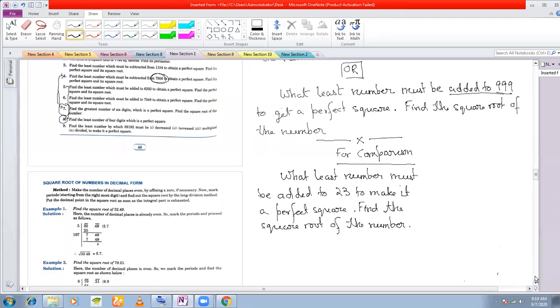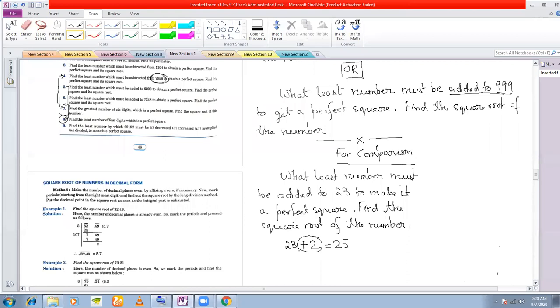Anyone? What least number should I add to 23? Sir, 2. 2 exactly. Who said 5 square? Your name? Sir, Sharmishta. Yes, I could guess. 23 plus 2. So 2 must be added to 23 to make it 25.